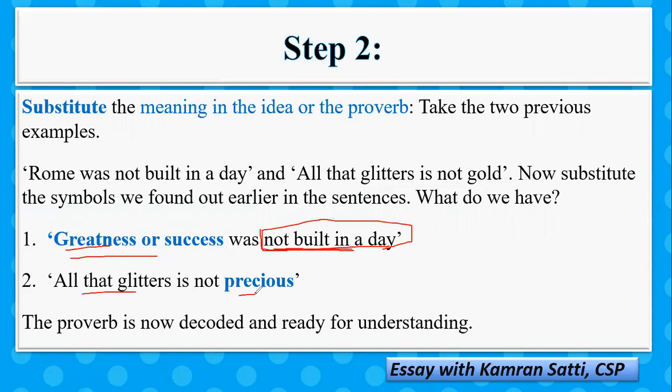So all that glitters, all that looks shiny on the face of it, all those things which look precious are not actually precious, are not all that important. So we have to read between the lines. Sometimes we shouldn't be taking things at face value. That is what the second proverb means. So this is how we decode a proverb or a literary phrase, so to speak.